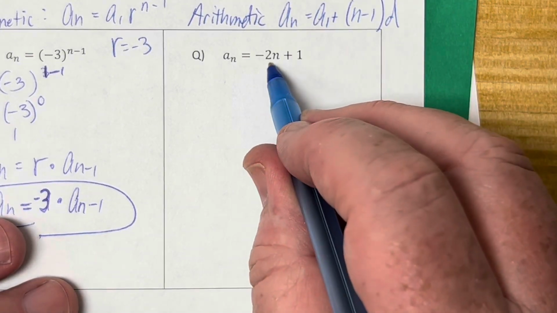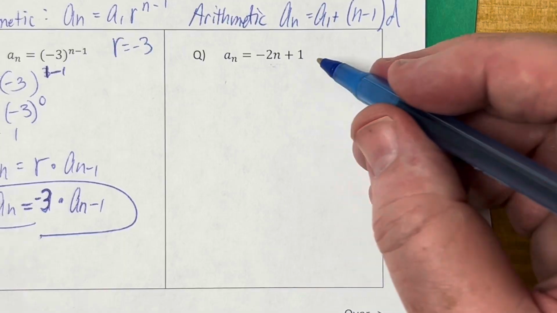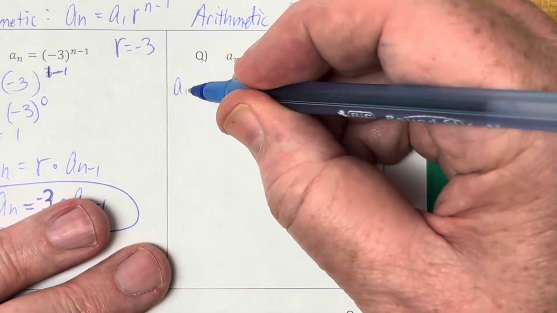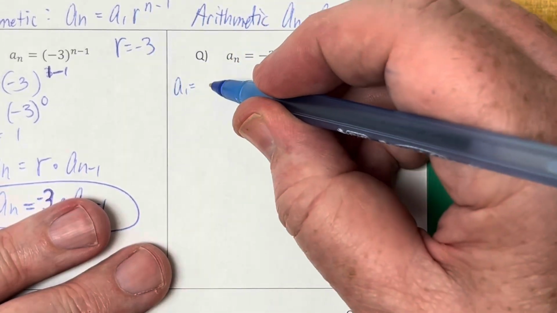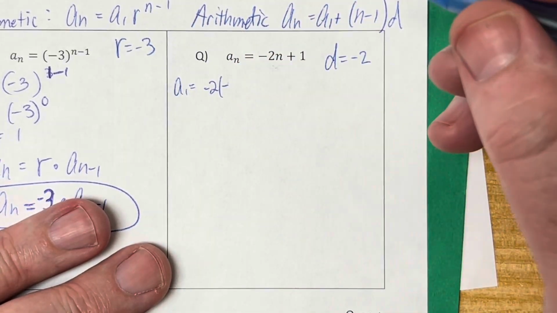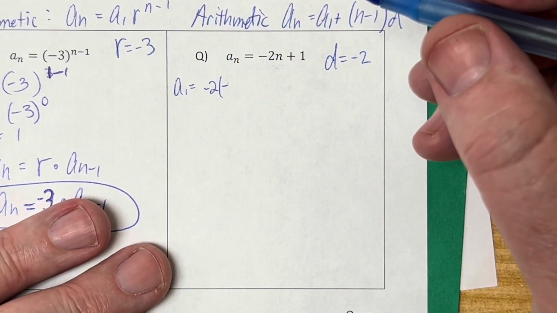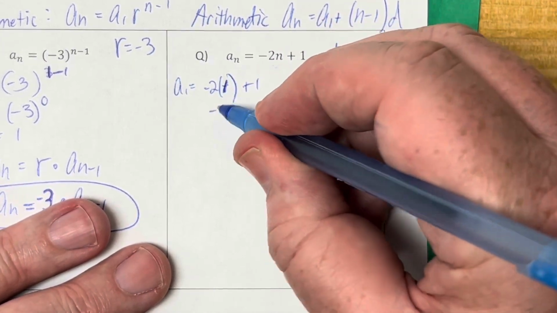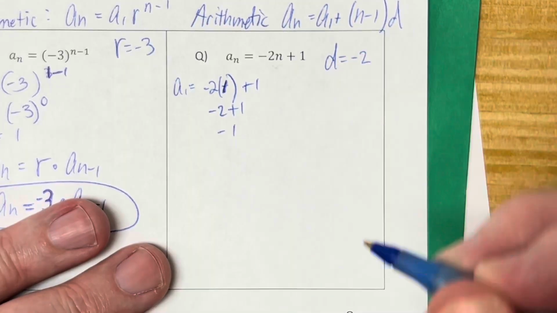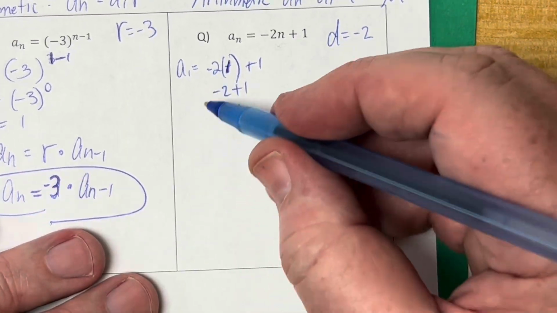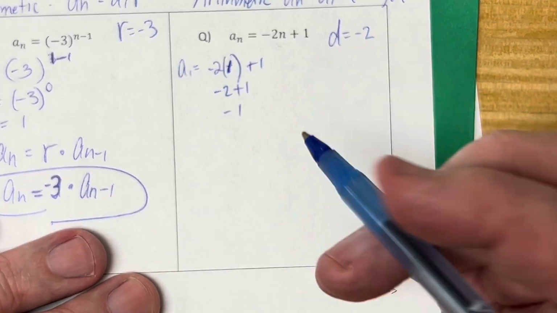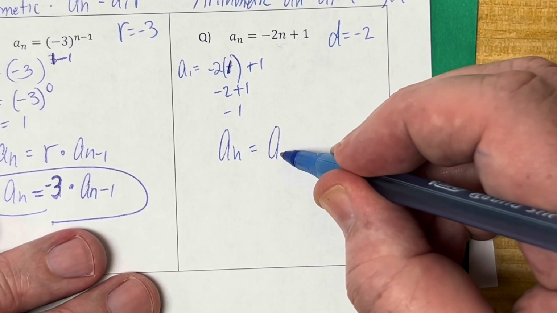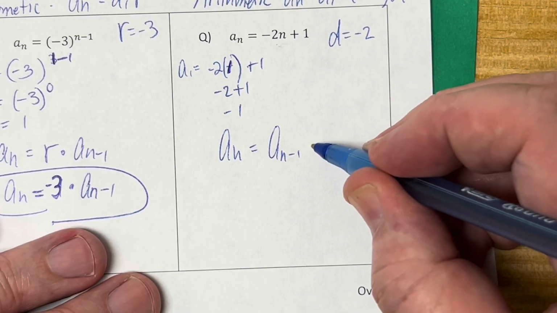All right, our last one is similar to O, so this is arithmetic with d being -2. All right, a1, we would do -2 times 1, plus 1. So that's -2 plus 1 or -1. So we have our first term, and then we have d. So it's an equals an minus 1 minus 2.